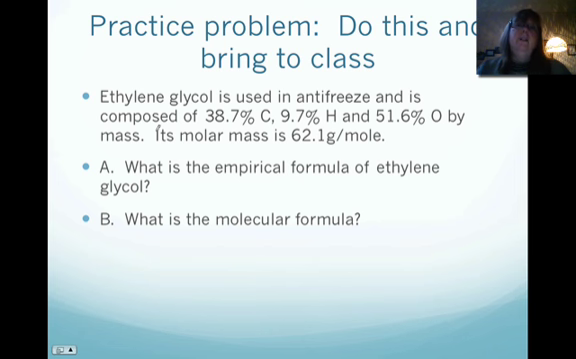All right, why don't you guys do this practice problem and bring this to class? So I've given you percent composition data. Go ahead and get the empirical formula. It's good to practice. Then I've given you the molar mass, and you need to determine its molecular formula.